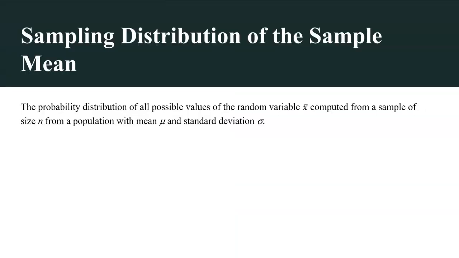Now in this video, we're going to talk about the sampling distribution of the sample mean. So the probability distribution of the sample mean is one in which all possible values of the random variable x bar, that's our sample mean, computed from a sample of size n from a population with mean mu and standard deviation sigma. So that's our population mean, mu, and our population standard deviation sigma. All right, so the sampling distribution of the sample mean is going to be every possible value for the sample mean from a certain population with a certain sample size.